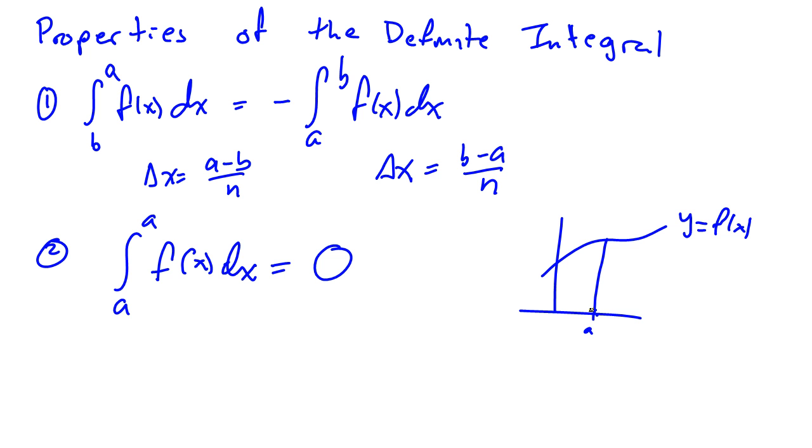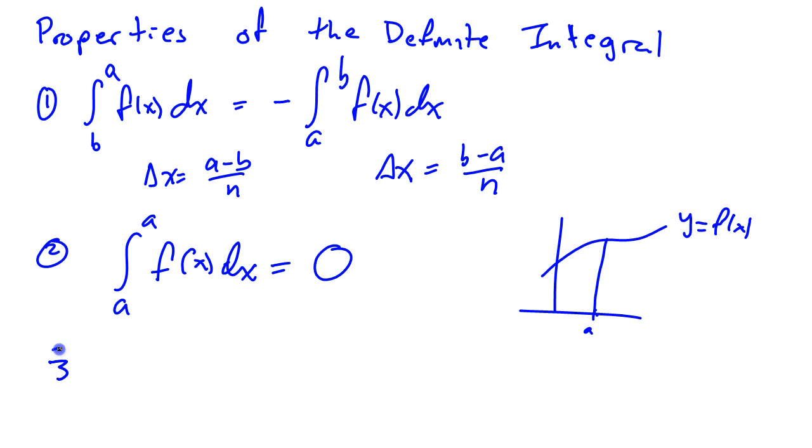Another reason that I see this is that if property number one is true, then if I reverse the order, instead of going from a to a, I go from, well, a to a, then it should change the sign of the result, and the only number that when you change its sign gives you the same number back again is 0. So anyway, this has to be 0.